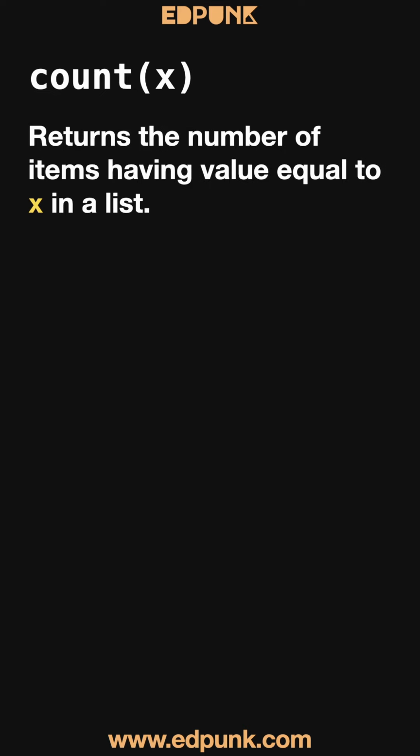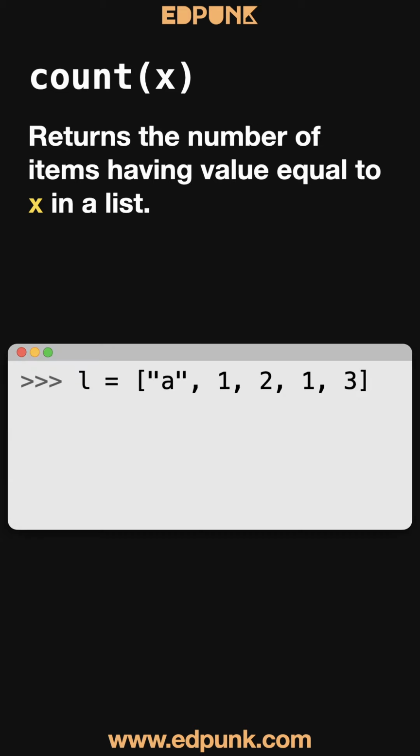The count method can be used to count the occurrences of an item in a list. The value of the item has to be provided as an argument. For example, let us assign a list containing items string A, int 1, int 2, int 1 and int 3 to a variable L. Now, to count the number of times string A occurs in the list, let us execute L.count('A'). The value returned is 1 as string A occurs only once in the list.